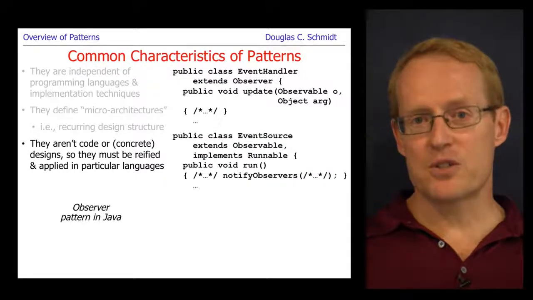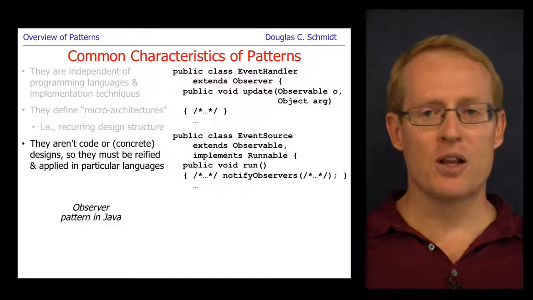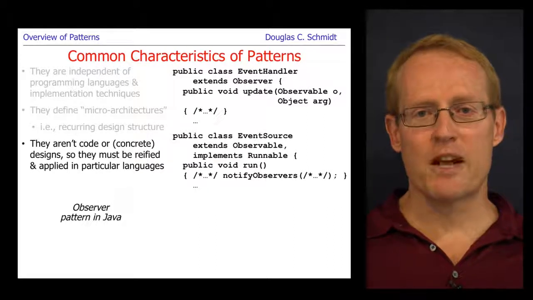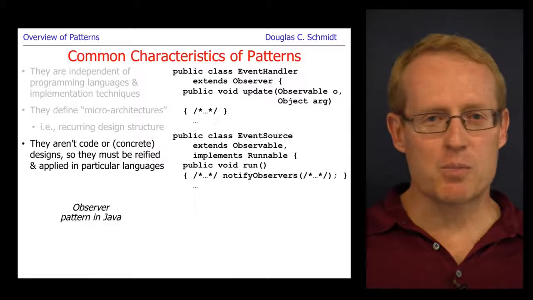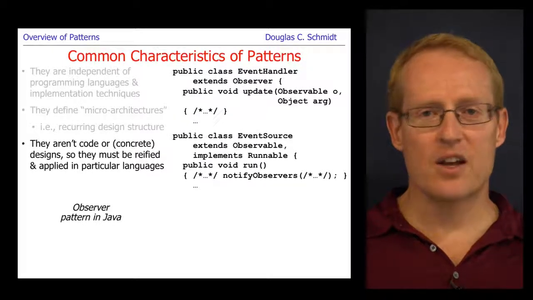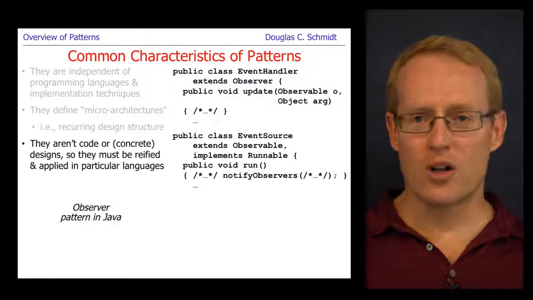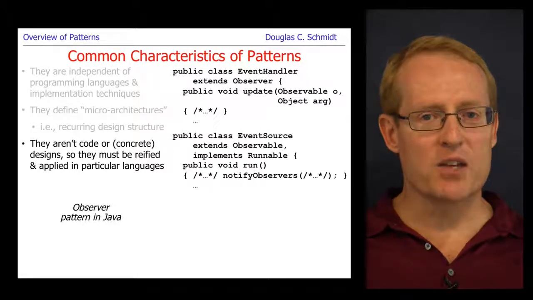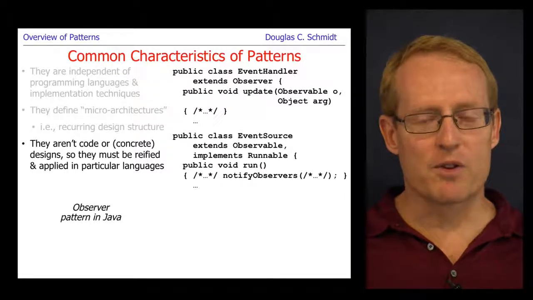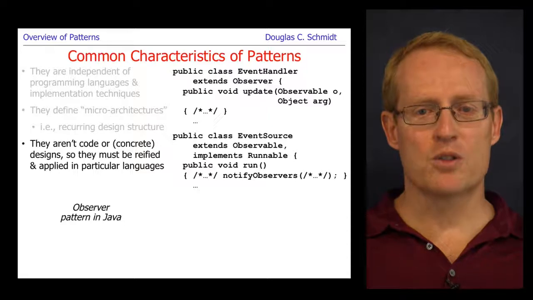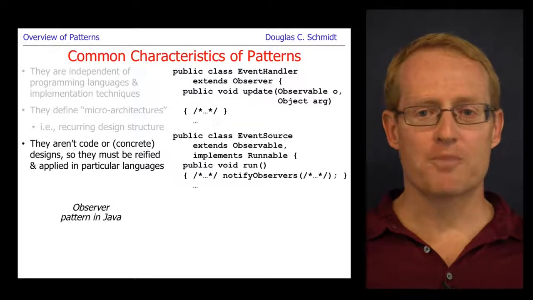We might have an event source that inherits from observable and implements runnable, which is a way of being able to run things in multiple threads in Java. And this would be connected to some kind of event source like a socket or a file or a terminal or a touch screen or something. And when things happen and state changes in a separate thread of control, this event source will notify the observers, which causes their update methods to be called.